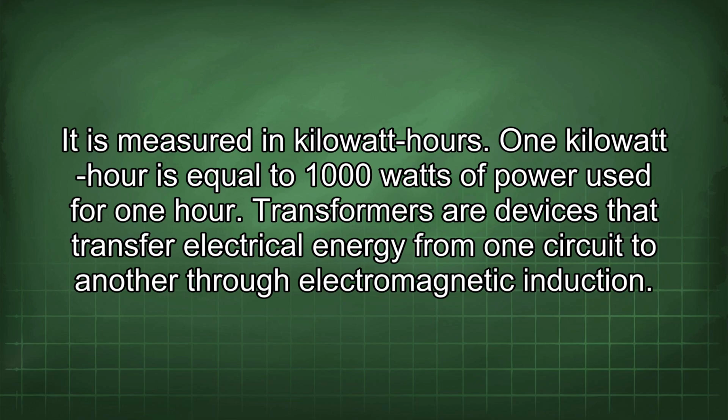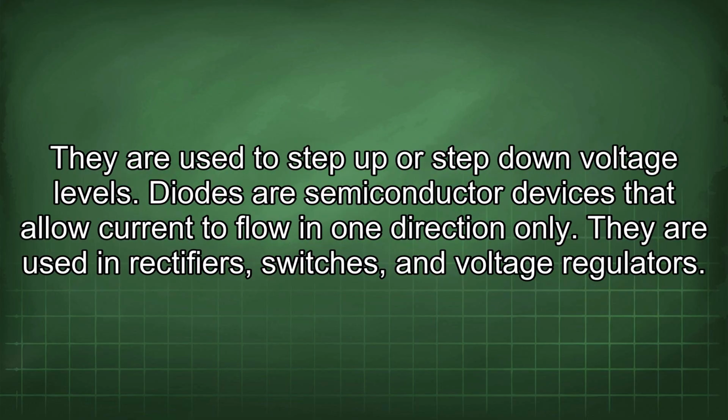Transformers are devices that transfer electrical energy from one circuit to another through electromagnetic induction. They are used to step up or step down voltage levels. Diodes are semiconductor devices that allow current to flow in one direction only. They are used in rectifiers, switches, and voltage regulators.